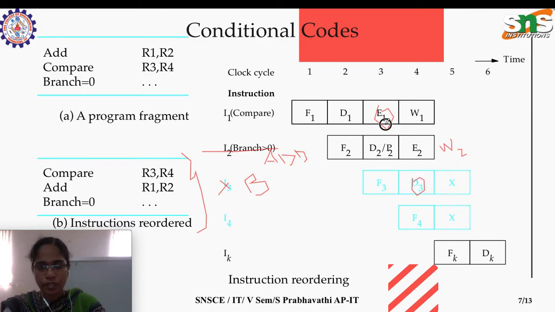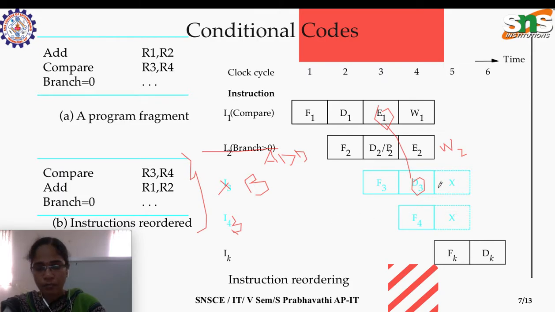Okay, so here itself we will get it, because at clock cycle 3 only we are getting that comparison result, and that can be given in this decode stage itself, because we have the specialized decoder that will decode the instruction and also identify the branch. Okay, so simultaneously at clock cycle 4, the other instruction, take an example here, instruction 3, is executed.